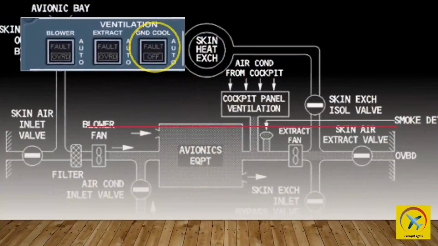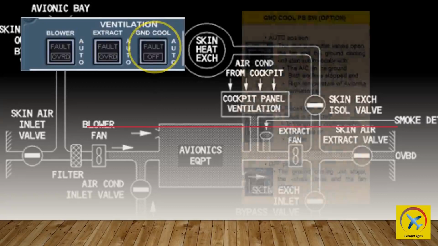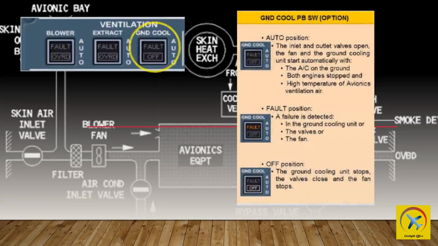For the optional ground cool push button in the auto position, the inlet and outlet valves open, and the fan and the ground cooling unit start automatically with the aircraft on the ground, both engines stopped, and high temperature of avionics ventilation air. In the fault position, a failure is detected in the ground cooling unit, the valve, or the fan. And finally, the off position stops the fan and closes the valves and ground cooling unit.